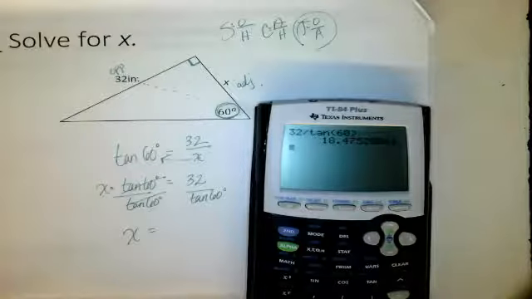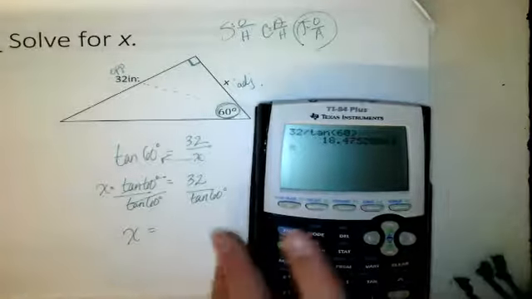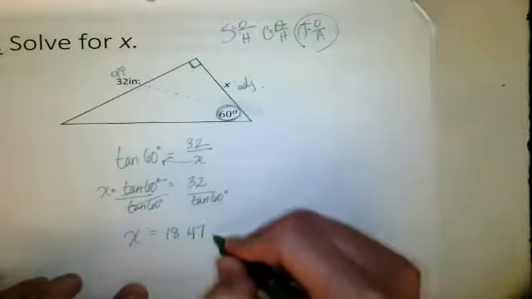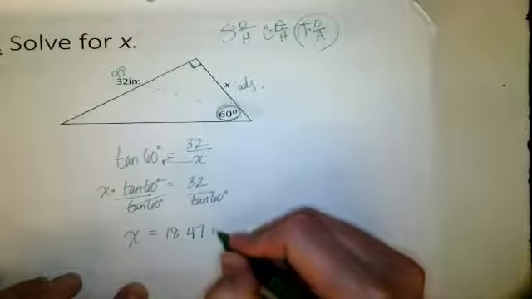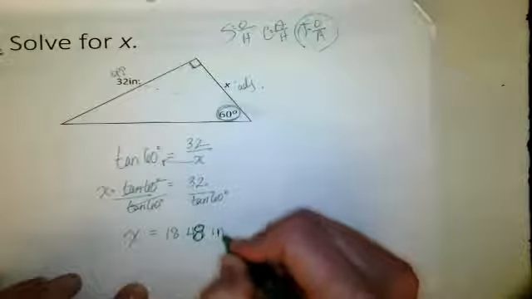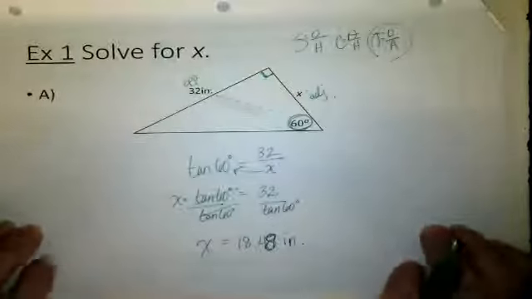All right, what'd you get for x? 18.47. Units? Inches. Oh, so that should probably be 18.48 inches.